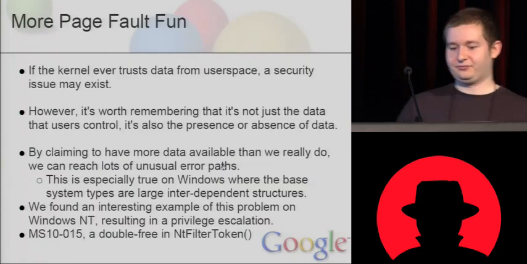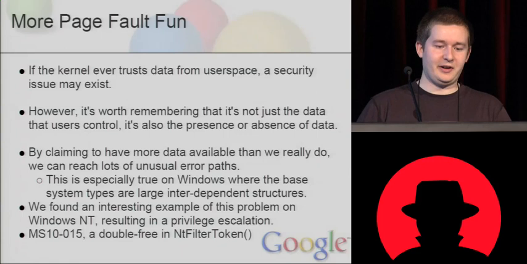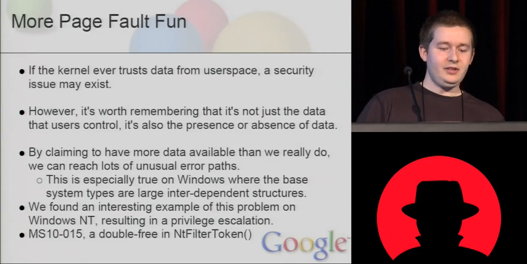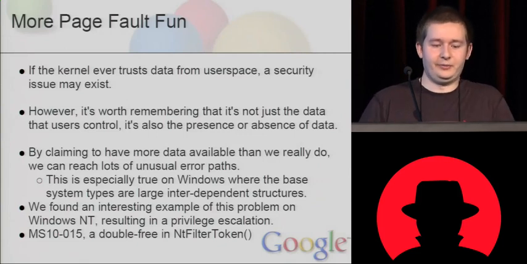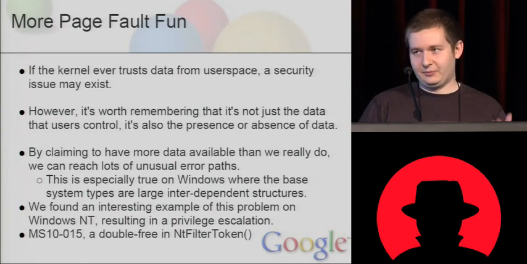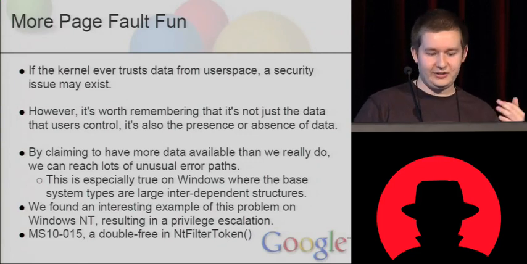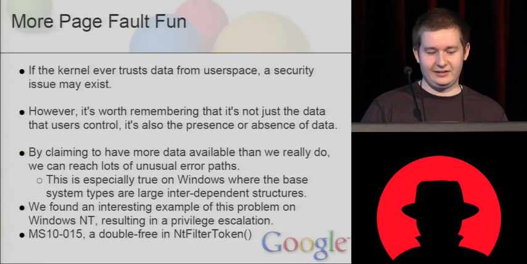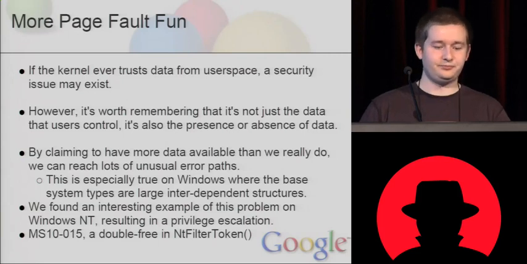So this was one of the first issues we found with page faults, but we found some more as well on Windows. It's well known that if the kernel ever trusts any data from user space, there's going to be a security issue somewhere. But it's not just the presence of data that users control; it's also the presence or absence of data. You can set up some nonsense and tell the kernel this is some data structure it's expecting, or you can say there's more data here than was expected, or less data than expected, and strange things can happen.